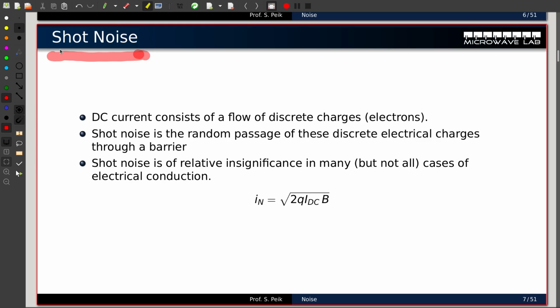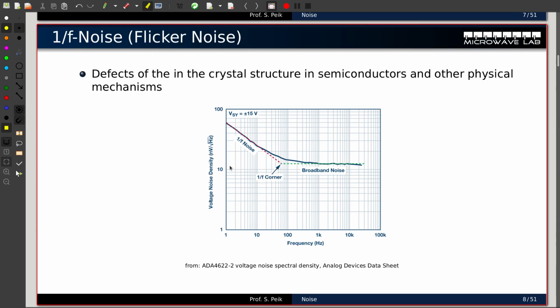Similar to a shotgun, where the bullets come out not continuously, but in little packets, basically. And the amount of shot noise can be quantified by this equation. However, this shot noise is extremely small, so it's basically negligible for what we're going to talk about. That's why I don't look into this.